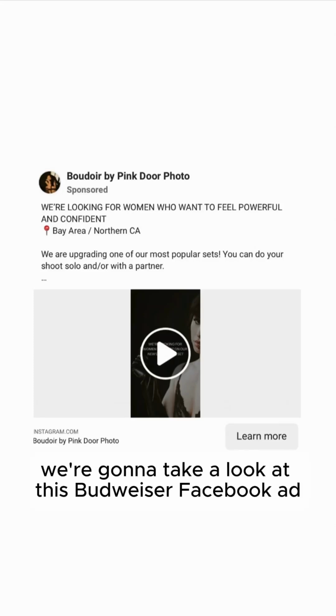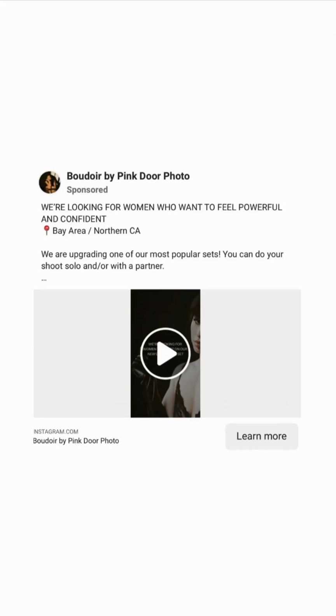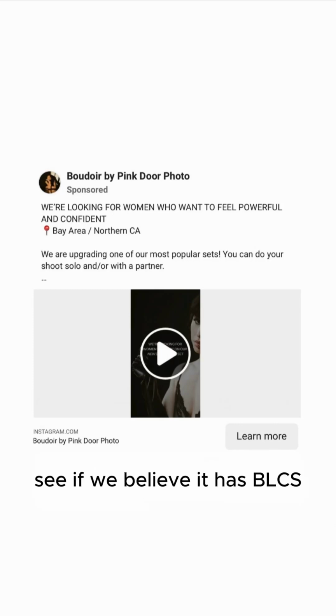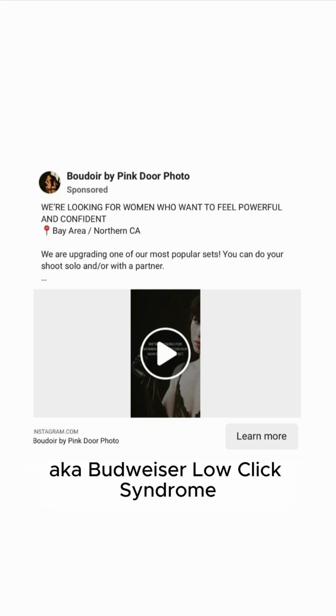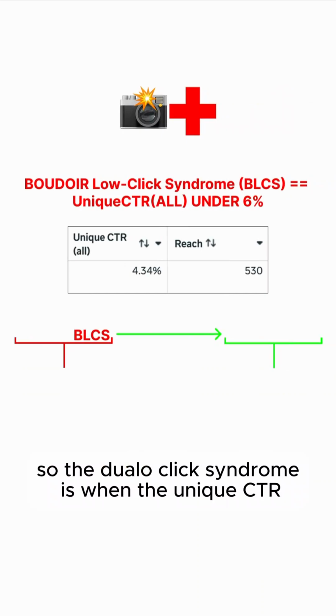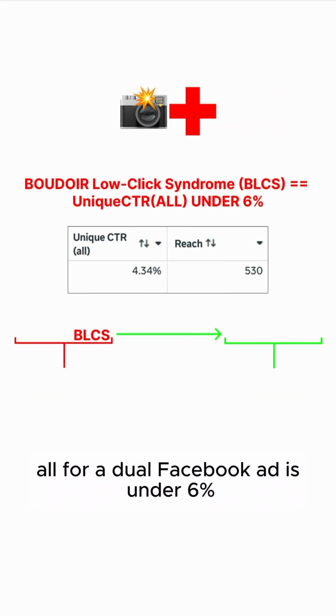All right, y'all, we're going to take a look at this Boudoir Facebook ad. We're going to diagnose it, see if we believe it has BLCS, aka Boudoir low click syndrome. So, Boudoir low click syndrome is when the unique CTR all for a Boudoir Facebook ad is under 6%.